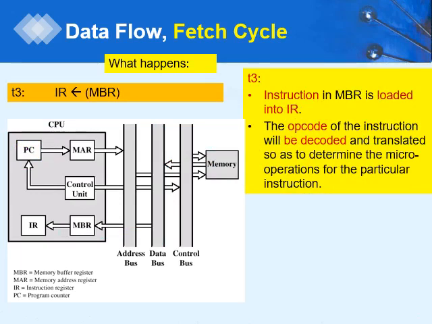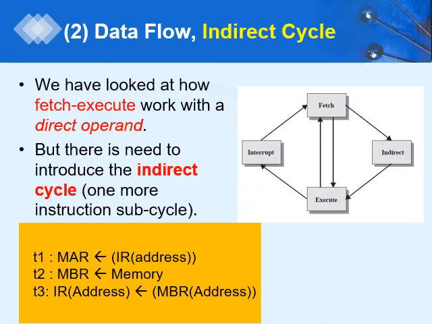Lastly, at T3, we start with MBR here. The data in MBR is moved into the instruction register, IR. The opcode of the instruction will be decoded and translated to determine the microoperation for that particular instruction. Once the fetch cycle is over, the control unit examines the contents of the IR to determine if it contains an operand specifier using indirect addressing. If so, an indirect cycle is performed.